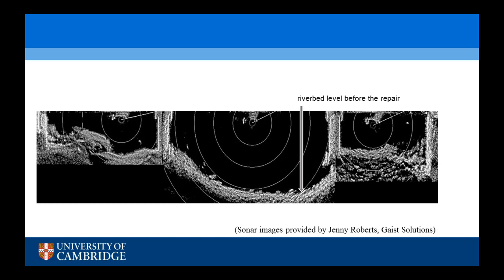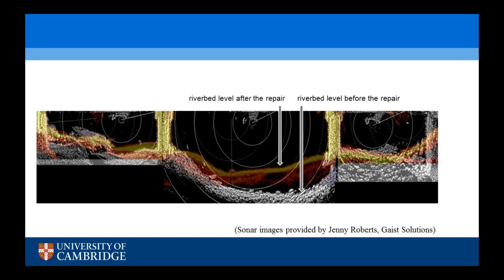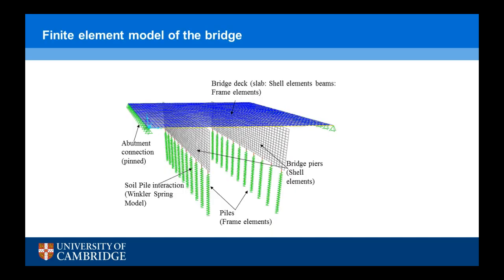As you can see, this is the bed profile before the repair. And after the repair, you can see in this color that the bed level has gone up. The bed level rise because of the controlled addition of soil was about 1.8 meters.